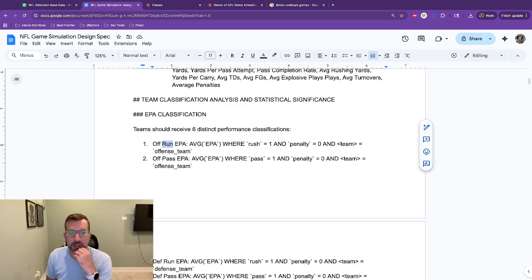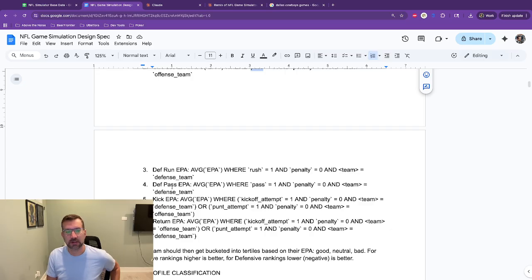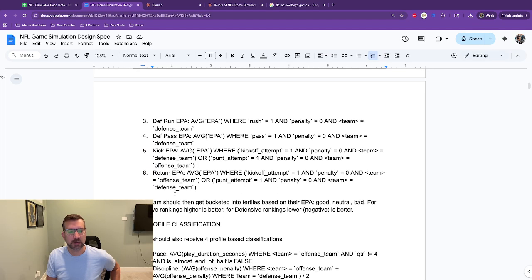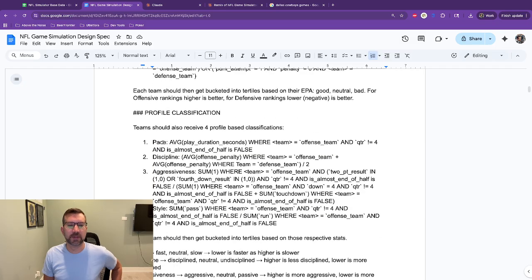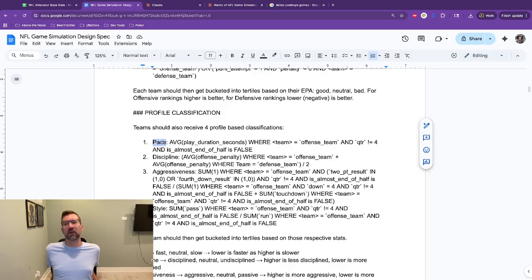To do that, we can say, well, what's your average expected points added when you're running the ball? And so this is, again, where we need to be really prescriptive now on how we're using the CSV. Rush equals 1, penalty equals 0. Essentially just saying, hey, every time they run and there wasn't a penalty, how good were they? Same thing with passing. And then same thing with defense, and then kicking, returning, and also some different personality profiles for play calling tendencies and taking time off the clock. We're going to want to understand if someone is a fast-paced team or not a fast-paced team. And that pace is going to be determined heavily based on the average duration in seconds when they're on offense.